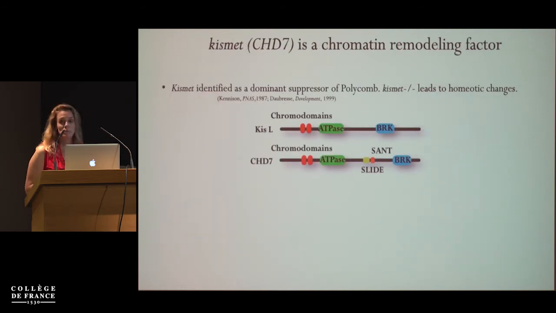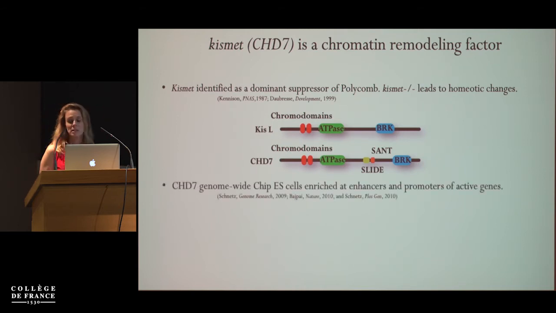So Kismet was originally identified as a dominant suppressor of polycomb, and inactivation of Kismet itself leads to homeotic changes in the fly embryo. It encodes a really large protein that is around 5,000 amino acids, and it has similarities to that of its mammalian counterpart, CHD7 and 8. They have these ATPase domains that are thought to slide nucleosomes, and other domains that really have quite ill-defined function.